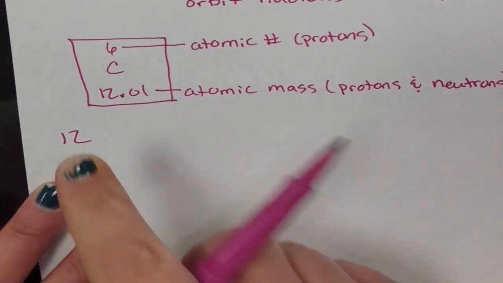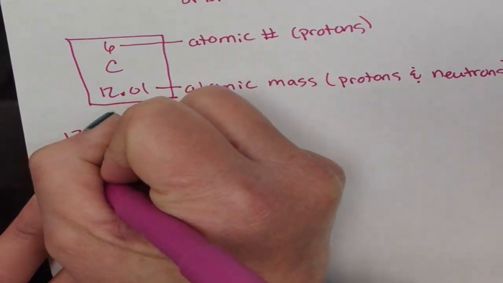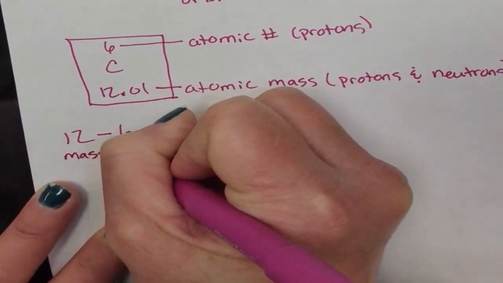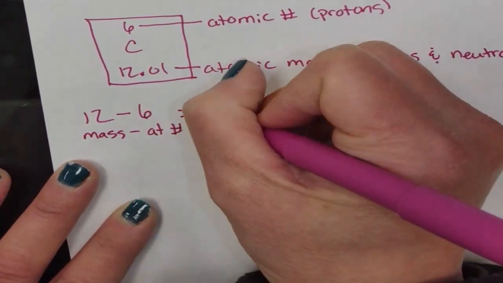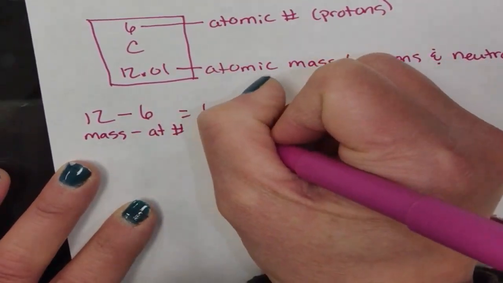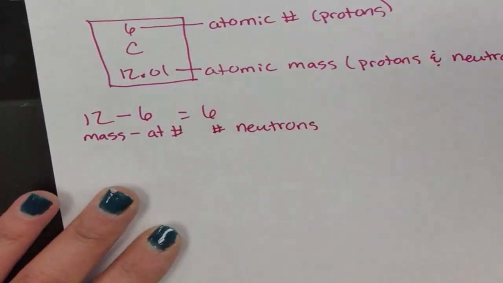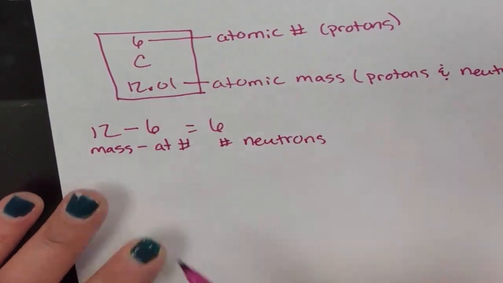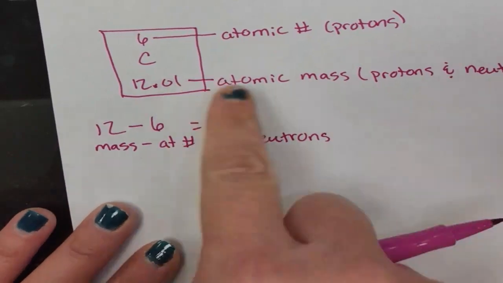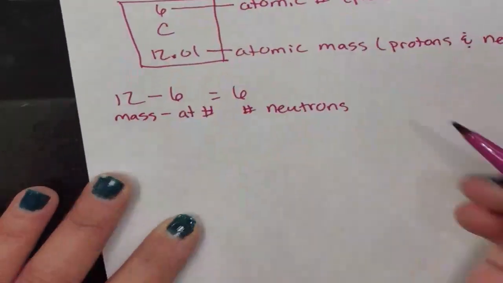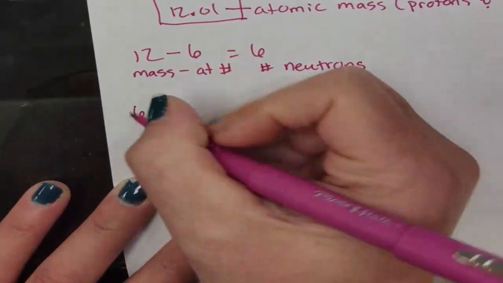So my atomic mass minus my atomic number equals, in this case, 6, and that's going to be my number of neutrons. Now, I know in carbon, based on the periodic table, and this is the most common type of carbon, I know it has 6 protons. I know it has 6 neutrons.